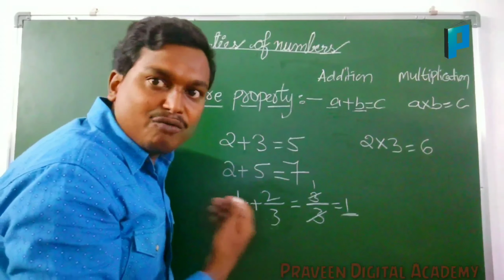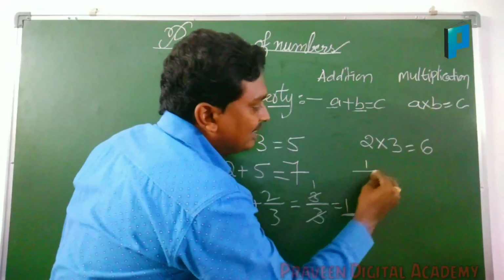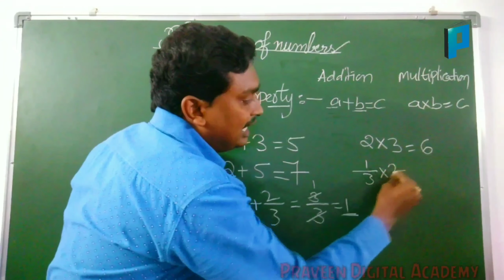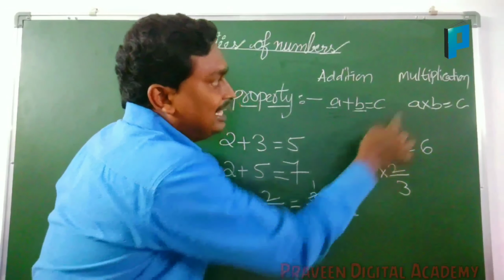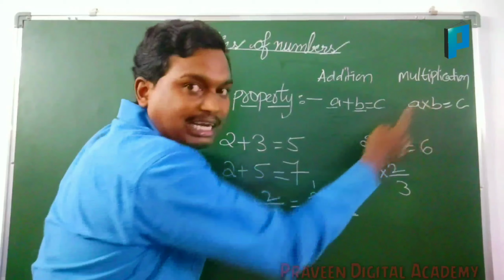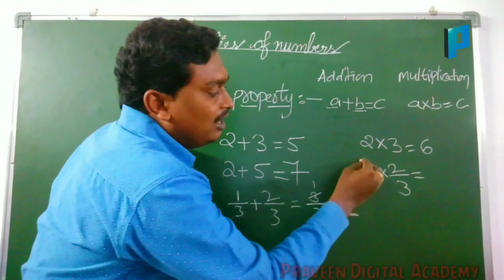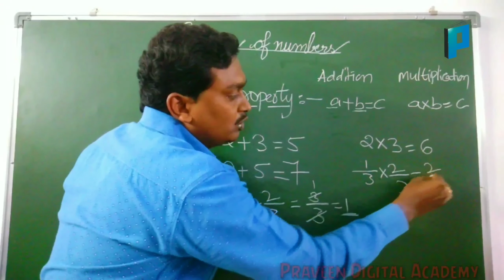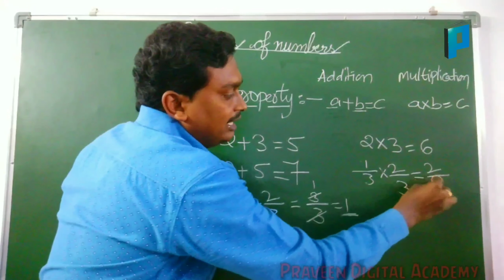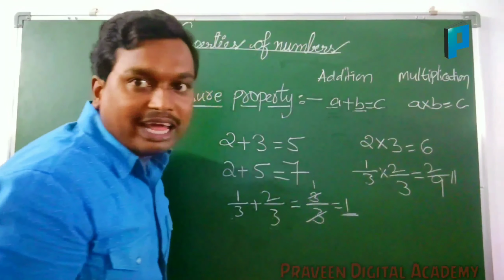I can take fractions also. 1 by 3 into 2 by 3. Here 1 by 3 is A, into is multiplication, 2 by 3 is B. What is the answer I will get here? 1 into 2 is 2, and 3 into 3 is 9. So 2 by 9 is called C.